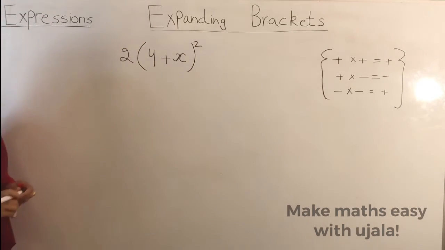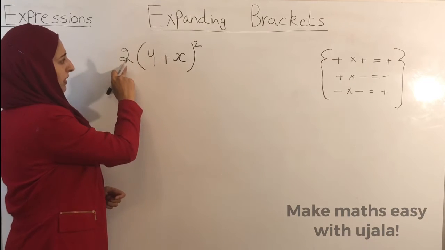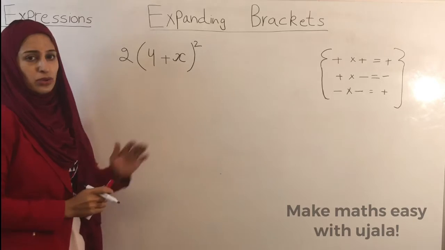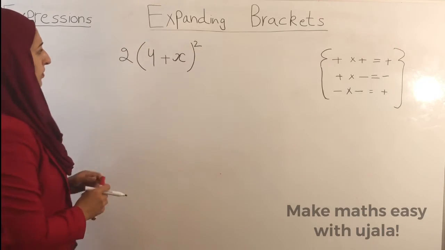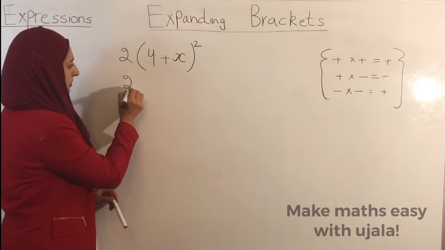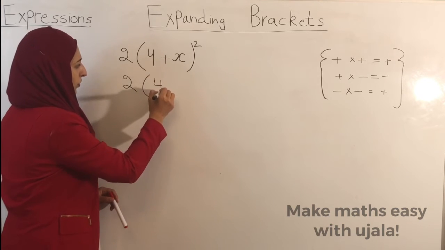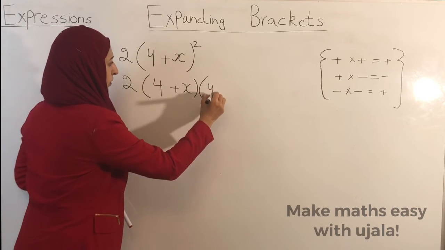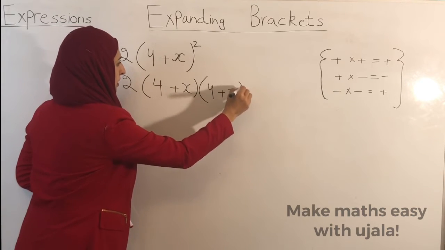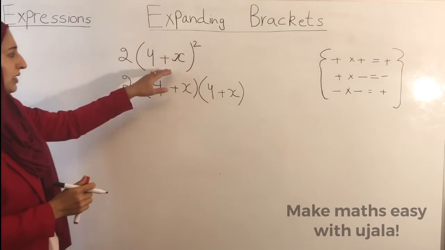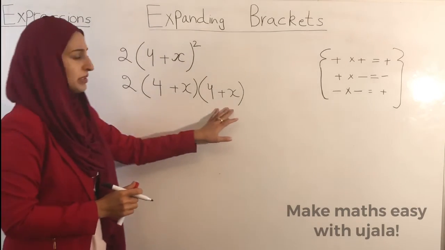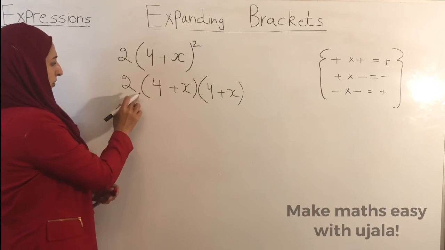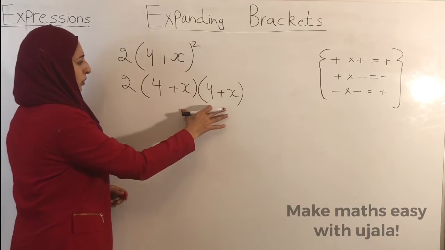In this example, 2 is going to be multiplied by 4 plus x per whole square. But there's a square on this bracket as well. So we can write 4 plus x, 4 plus x. Square means you can write this bracket 2 times next to each other. So same rule. I'm going to forget about the 2 first. I'm going to open these brackets.